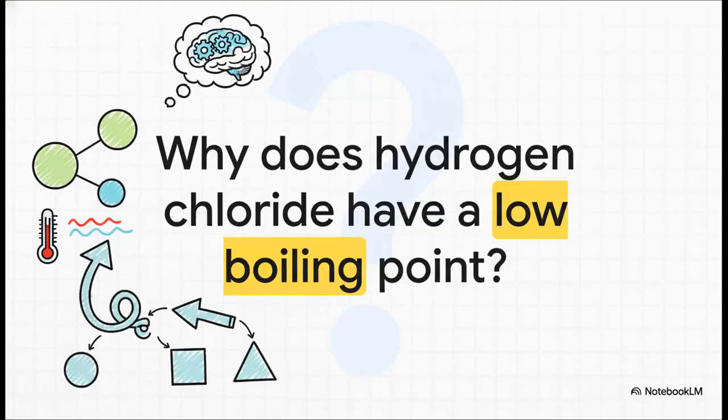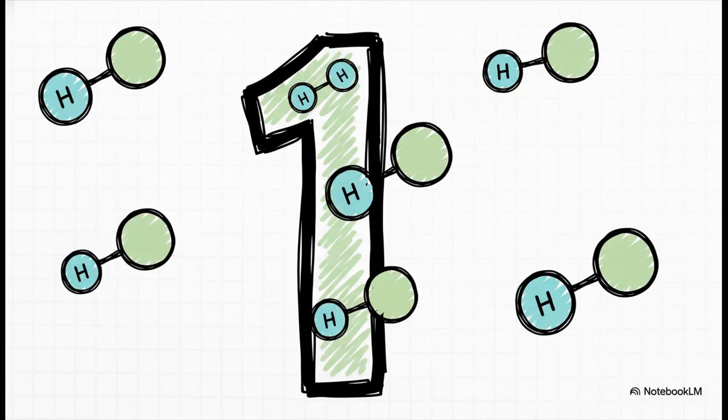Ready for another why question? Why does hydrogen chloride have such a low boiling point? Again, the answer isn't just a single fact. It's a 3-part argument, and we're going to walk through it step by step. Okay, the very first link in the chain is to identify the structure. You get a mark just for pointing out that hydrogen chloride is made of simple, small molecules. It might sound basic, but it's the foundation for the whole explanation.